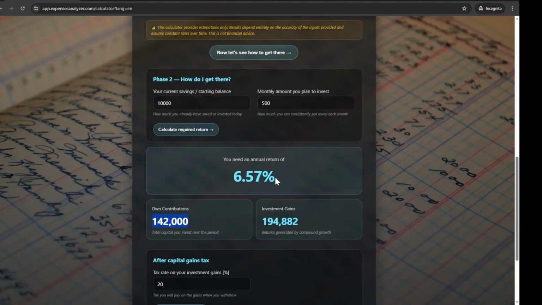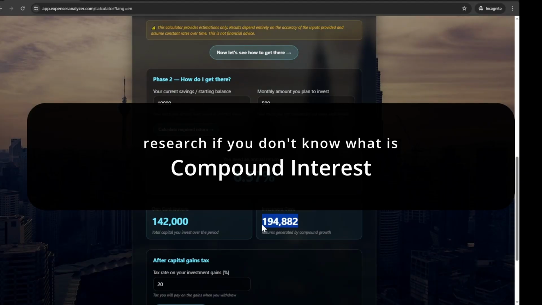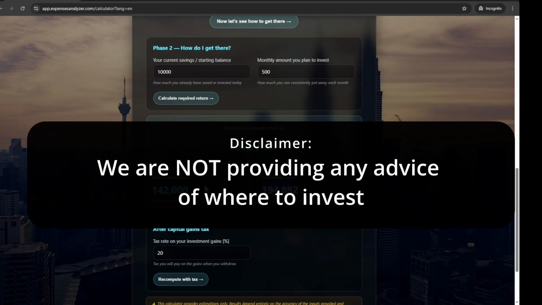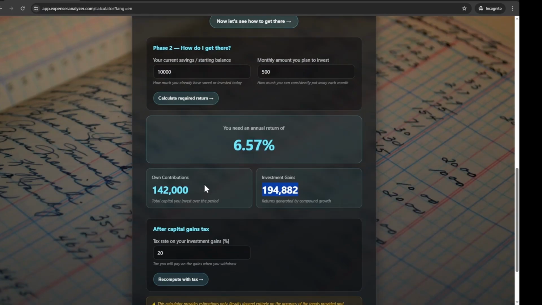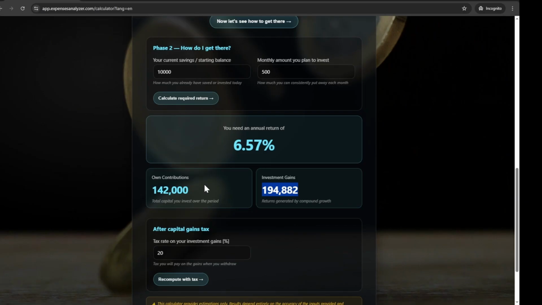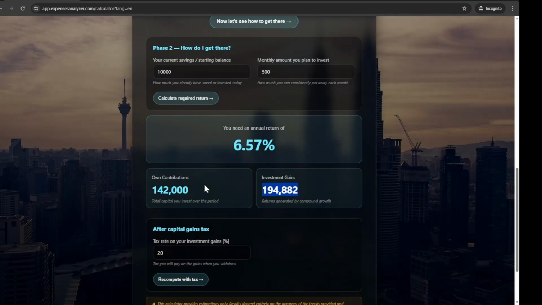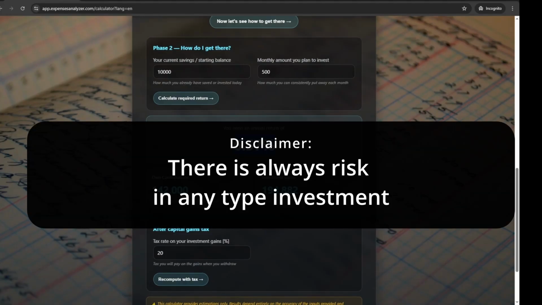So you put in quite some money after 22 years. But the good thing is, because you had this return, and that return is compounding, this interest is more than doubling your money. Disclaimer, here we are not giving you any advice on where to invest. The S&P 500 is just an example that is widely used, and these values are based on historical data. It doesn't mean in the future they're going to be exactly like this. It could be more, but it could be less. So there is also risk here.